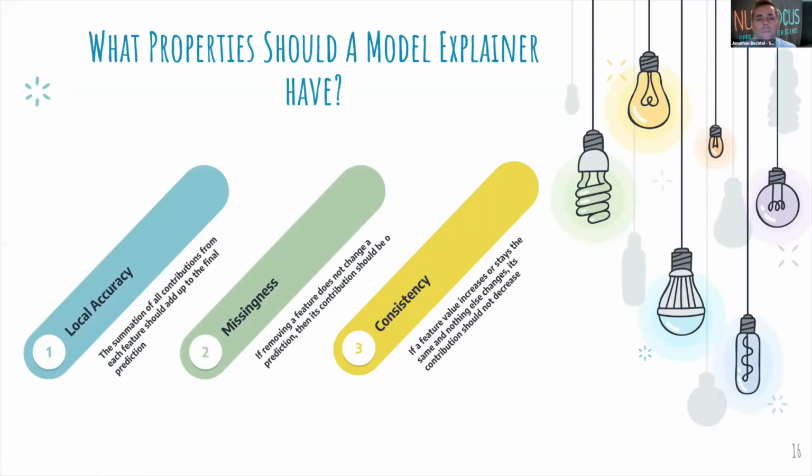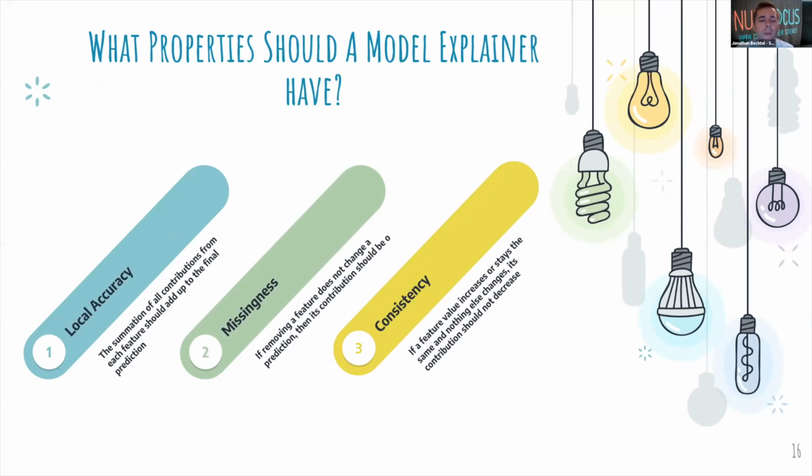So when it comes to what kind of properties an explainer model should have, there are basically three separate criteria that you need to be able to meet. The first criteria is called local accuracy.